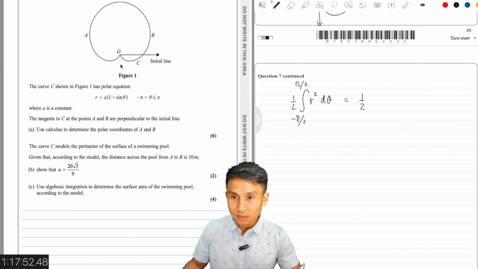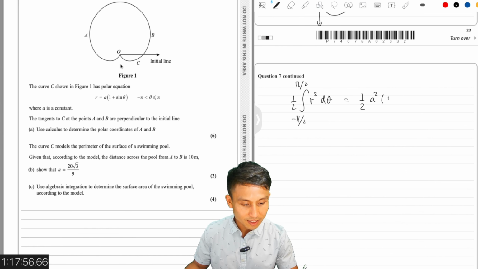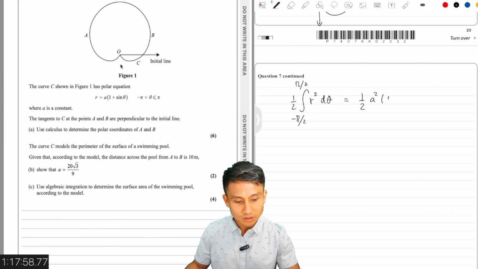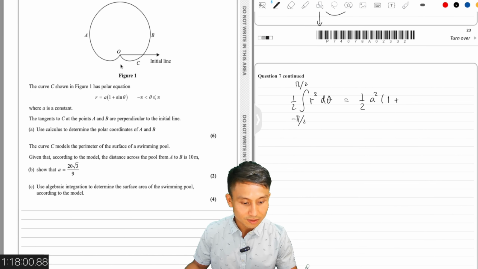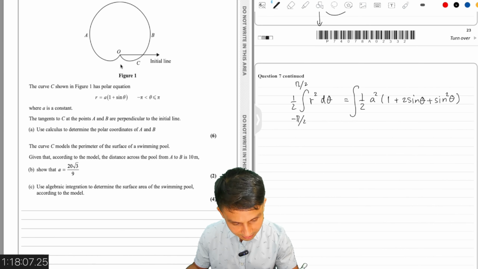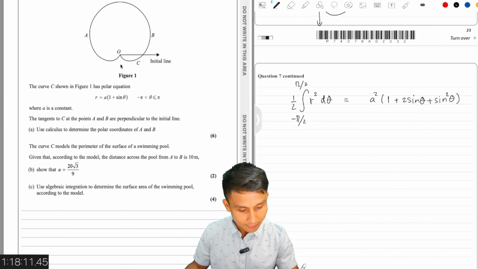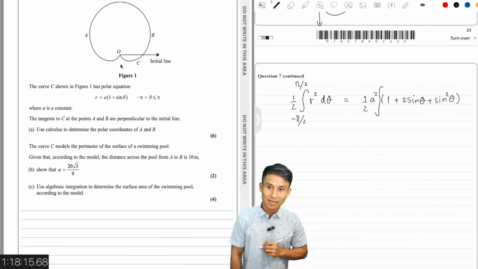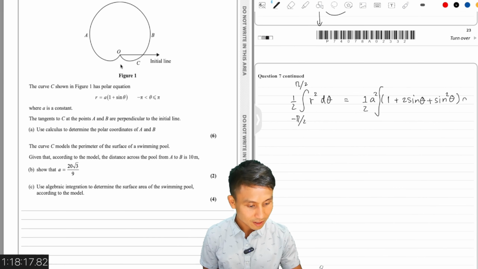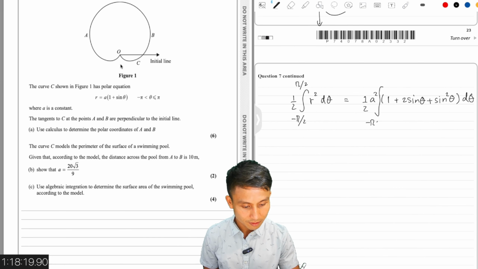So 1 over 2 r squared is basically a squared. Just going to keep a squared first, and I'm just going to expand the whole thing. So 1 plus 2 sine theta plus sine squared. Yeah, I'm expanding the whole thing already, and this is the integral. Let me just take 1 over a out like that, and integral here. Because r squared is a squared, and we have a half there, and this is the theta. All right, just set up the integral first.